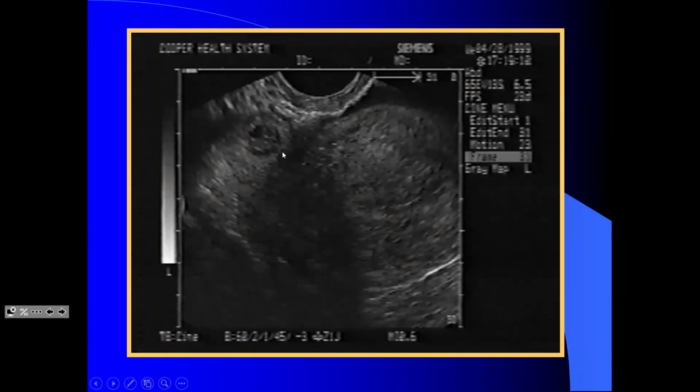So majority of the time you'll see like this, an echogenic ring-like structure, and if you put color inside, you see blood flow all around, the ring of blood flow all around. So the thing to look for is the uterus itself. You see there is no uterine tissue around this. Okay, so this is an ectopic.